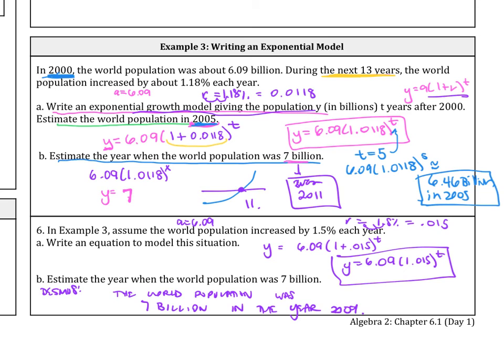So if you tried this out, you should have gotten the equation y equals 6.09 times 1.015 raised to the t. So remember, you take this 1.5, you move the decimal over twice, so that's what I did here, and then the r is actually 0.015, and you add it to the 1, and here it is. Then you plug it into Desmos, so you plugged in your equation 6.09 parentheses 1.015 raised to the x, and then you type in y equals 7, and then you will find that the world population was 7 billion in the year 2009, because then you would have found that that x value would have been 9.